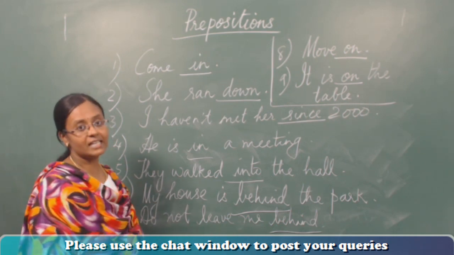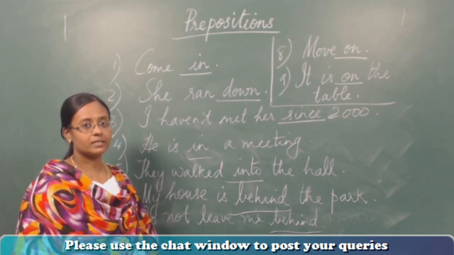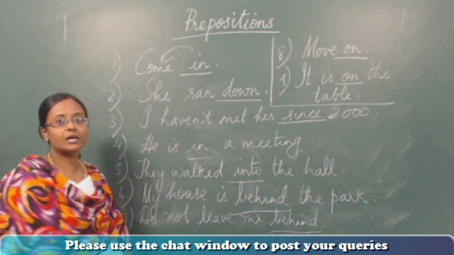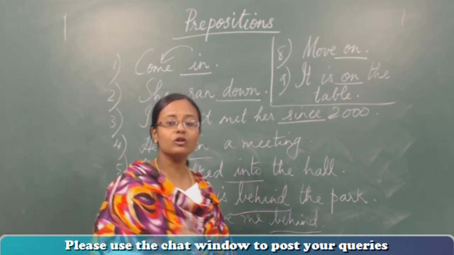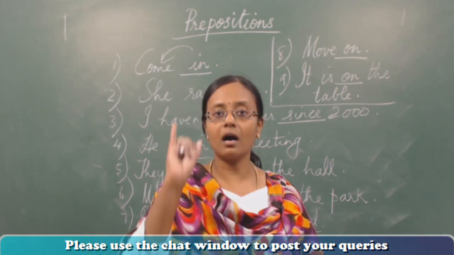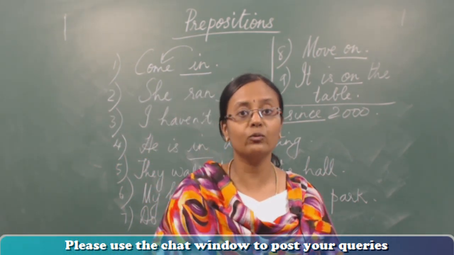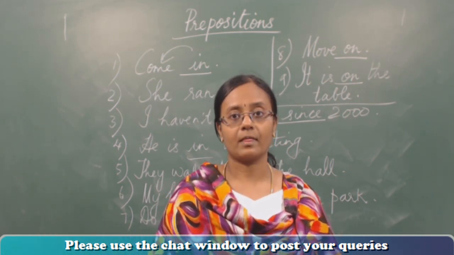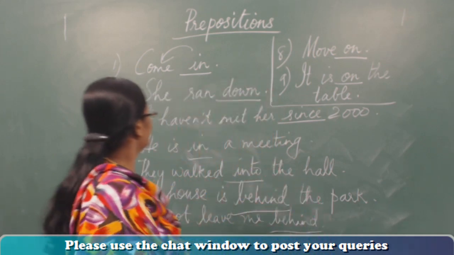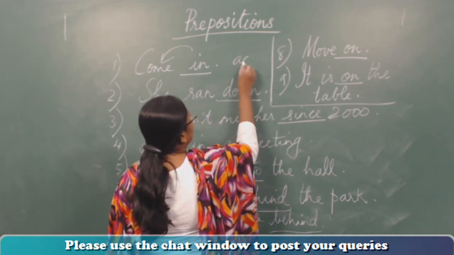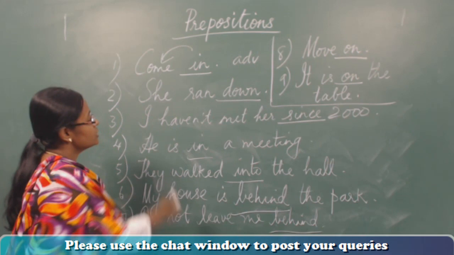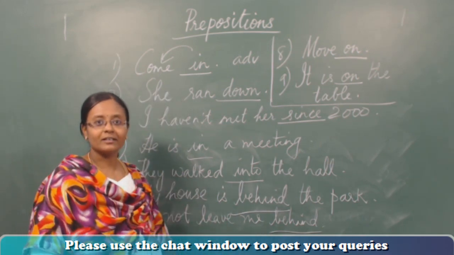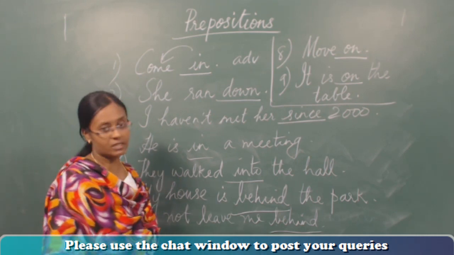So the first sentence, in, is not a preposition. It is an adverb because it talks about the verb come. Come where? Remember, the adverb also answers questions like how, when and where. Come where? Come in. Go out. Out is an adverb. Okay. It's an adverb. She ran down. She ran. And now I think at least now you will be able to answer the rest of the questions easily.